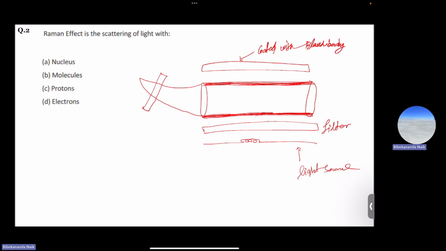Also, this is the glass tube, and one part is open towards the spectrometer, which will collect the spectrum. Then there is a spectrometer placed here. This is the spectrometer.